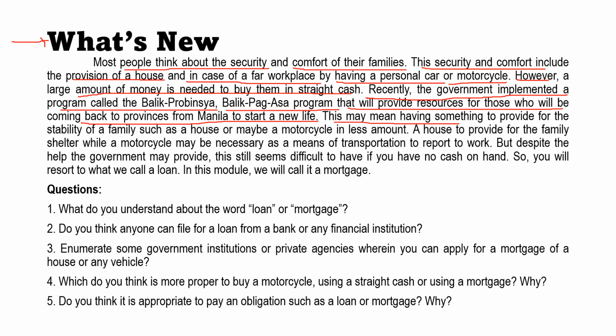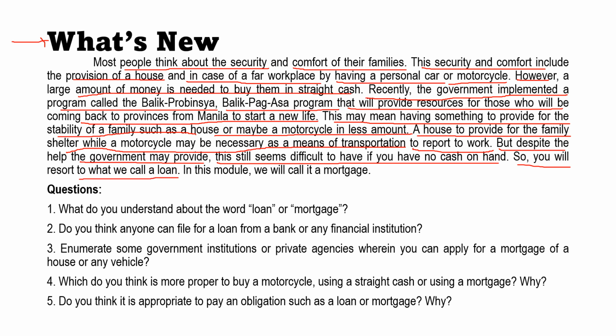This may mean having something to provide for the stability of a family, such as a house or maybe a motorcycle in less amount. A house to provide for the family, shelter, while a motorcycle may be necessary as a means of transportation to report to work. But despite the help the government may provide, this still seems difficult to have if you have no cash on hand. So, you will resort to what we call a loan.